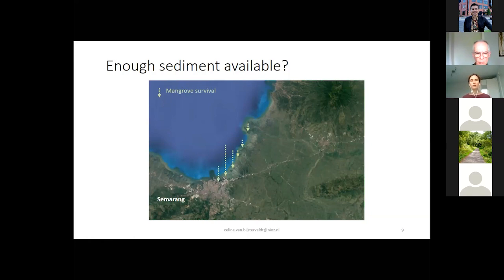So is there enough sediment available to outgrow this or to overcome this subsidence problem for mangroves? No, it appears not to be the case, actually. So that's something to really keep in mind.